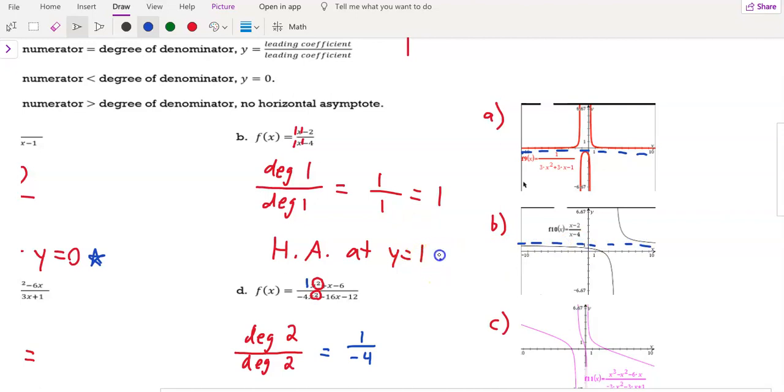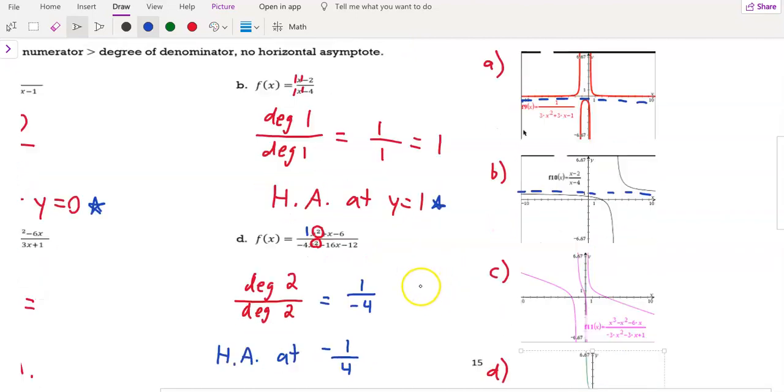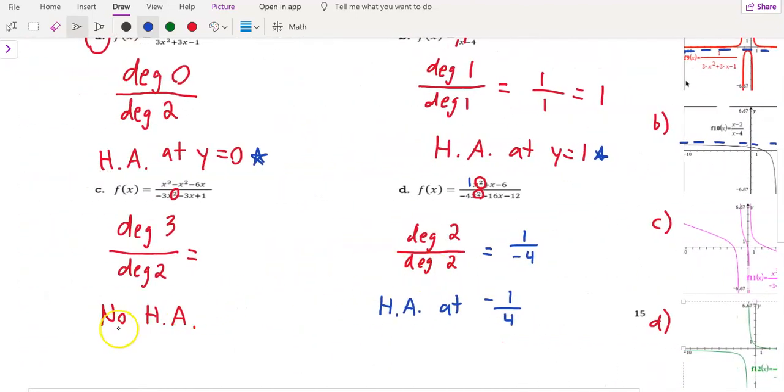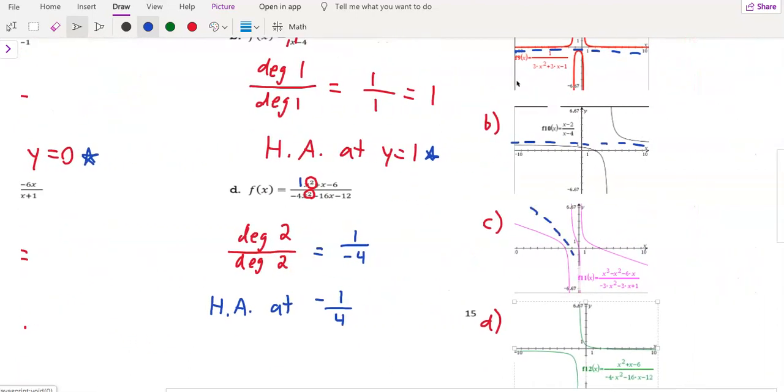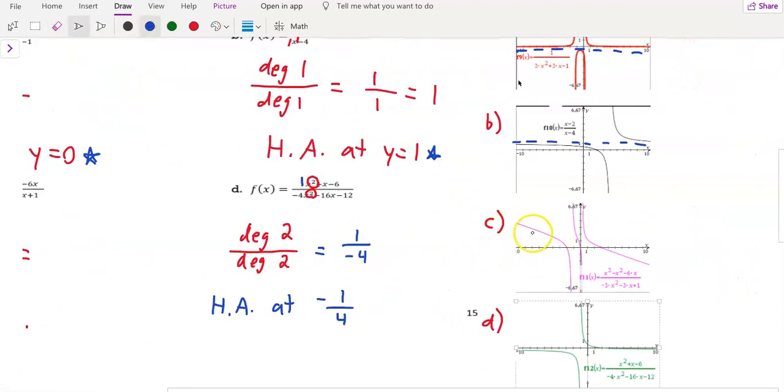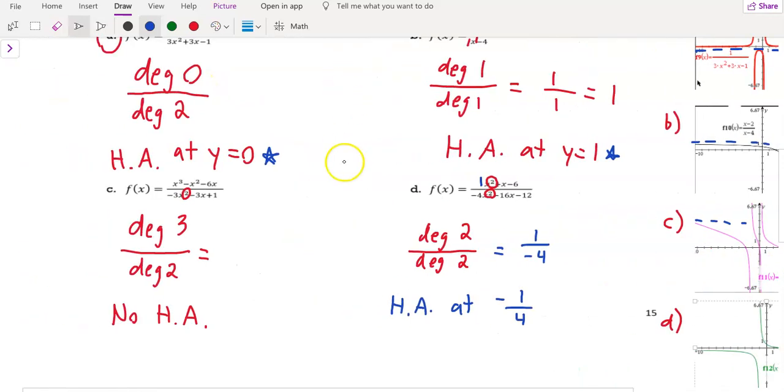So we know that that one is also correct. In letter C, we said no horizontal asymptote. So we can see that if you were to try to draw a horizontal asymptote, you can't make it so that it doesn't go through one of your graphs, right? So in this case, there is no horizontal asymptote, which is exactly what we got for letter C.